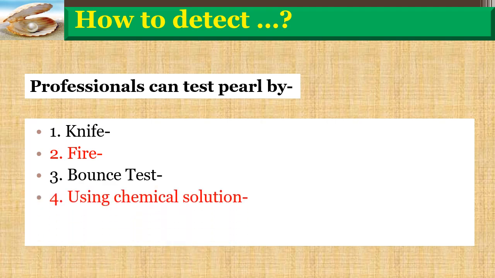By using chemical solution, acetone can be used for detecting original pearl. Put the pearl into acetone solution. The luster should be as usual. Imitation pearls, the duplicate pearls, will lose total luster within 1 minute under the same condition.